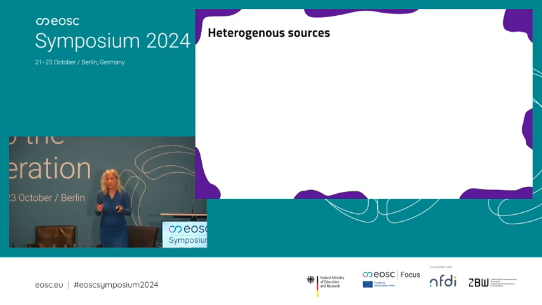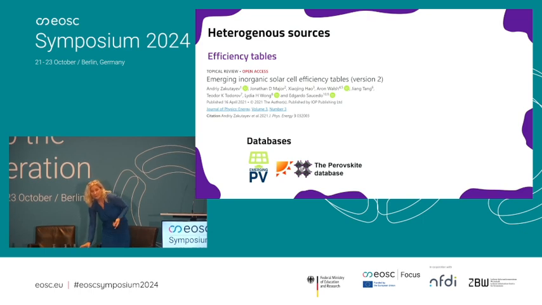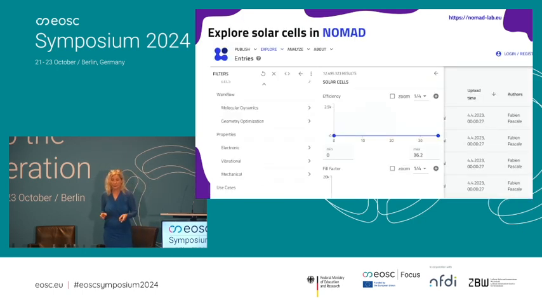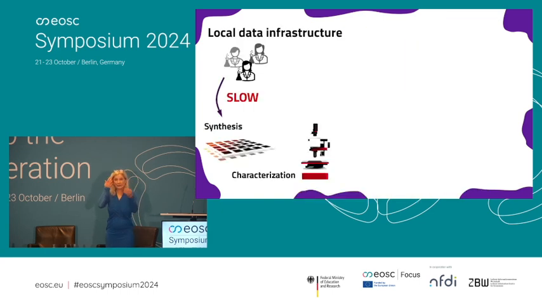At the same time, we also suffer from heterogeneous sources. We have publications, efficiency tables, we have databases, we have lab notebooks, and at the end you have to bring all this together. And so what we did, actually, we incorporated all this into the Nomad data platform. There you can explore all these materials under the use cases, for instance, exploring what the efficiency of a material is as a function of the open circuit voltage. Now, let's go to the next process.